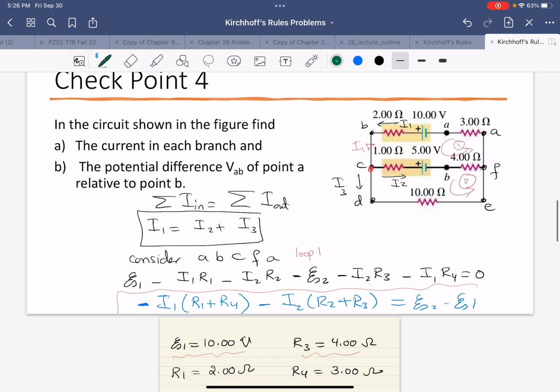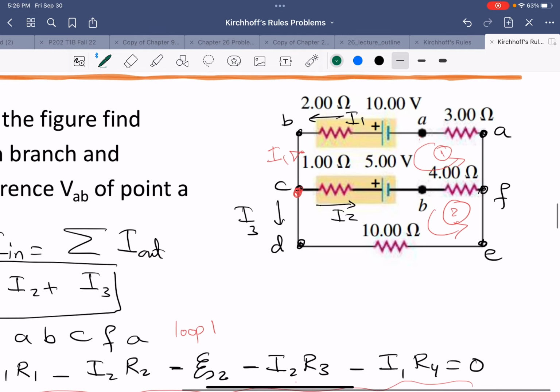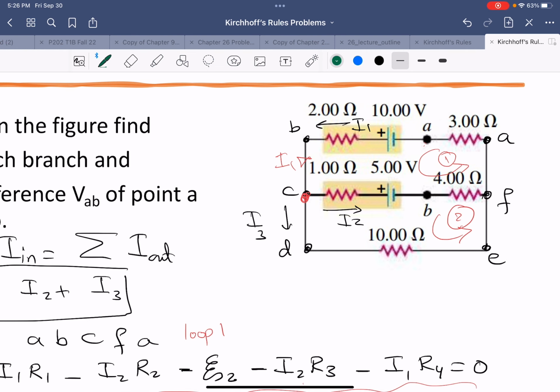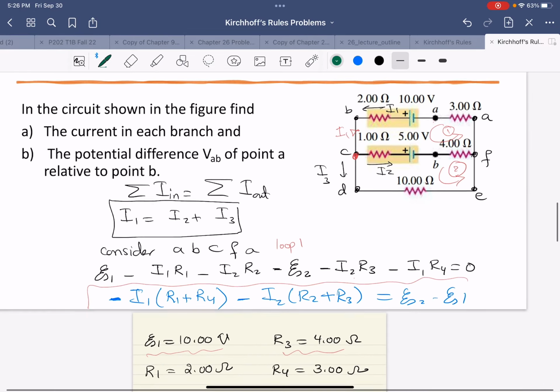Okay, let's go for another one. In the circuit shown in the figure, find the current in each branch and the potential difference VAB of point A relative to point B. This is my circuit. Again, I labeled it A, B, C, D, E, F, so the labeling is going to help me in naming my loops.